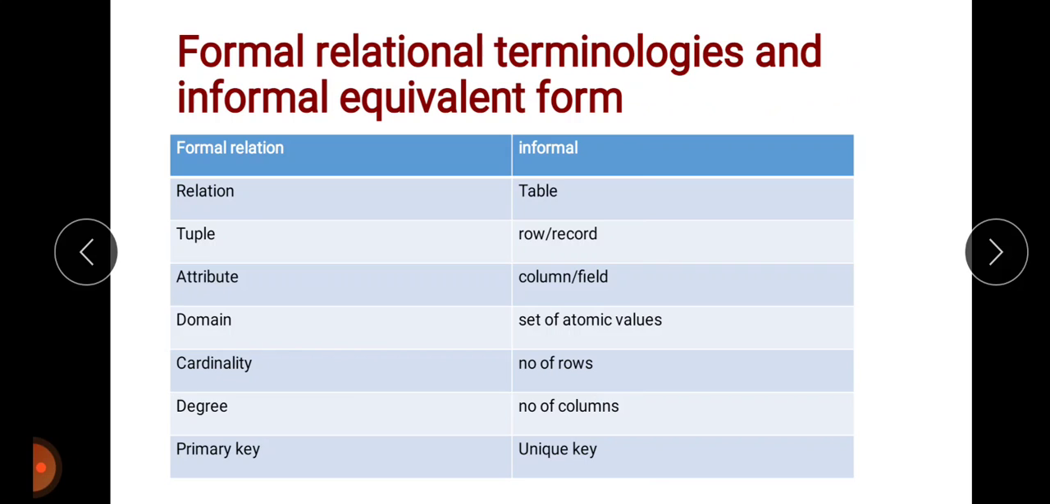Let us see the formal and informal terms. Formal relation and informal: relation is called a table. Tuple is called a row or record. Attribute is called a column or field. Domain is called a set of atomic values. Cardinality is called the number of rows. Degree is called the number of columns. Primary key is called a unique key.